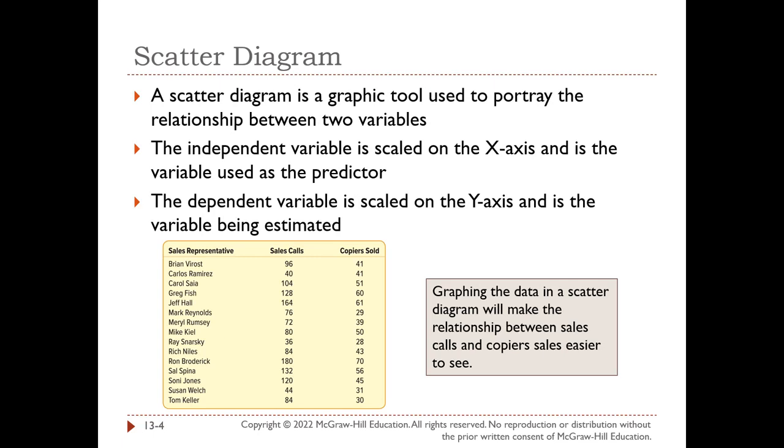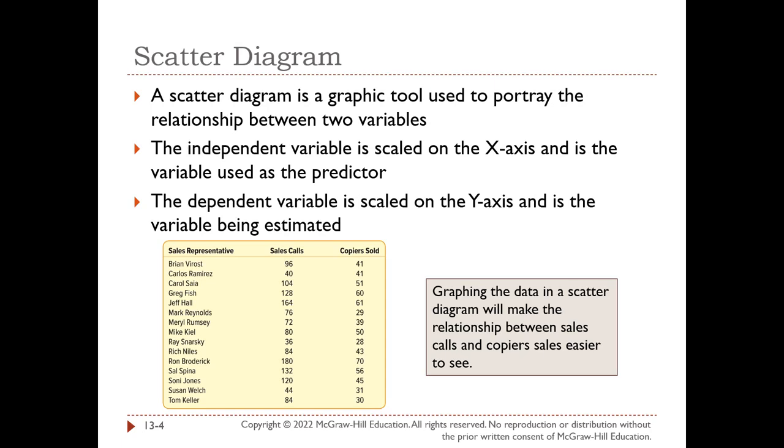So they're going to use this example throughout this whole chapter about sales representatives, sales calls, and copiers sold. And the first way that they're going to look at this is a scatter diagram. Now, a scatter diagram in itself is just taking the two variables, sales calls and copiers sold, and making sure which one is the independent variable, and that is going to be scaled on the x-axis. It is the variable used as the predictor, while the dependent variable is going to be on the y-axis. So, if you don't remember which one that is, x is the horizontal, y is the vertical on a graph.